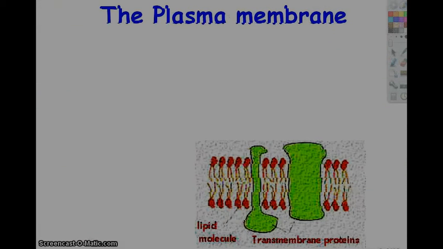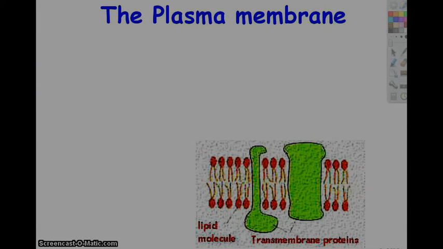So first, the outermost portion of a eukaryotic cell would be the plasma membrane. It's also called the cell membrane. Plasma membrane, cell membrane, same thing. Some books even call it the plasma lemma, like L-E-M-M-A, one word, plasma lemma. It's all just different words for the same thing.